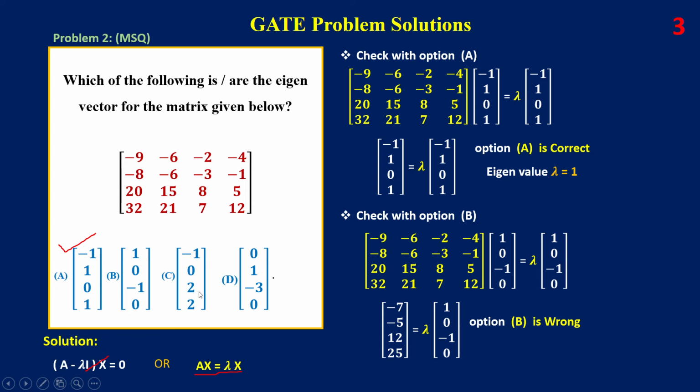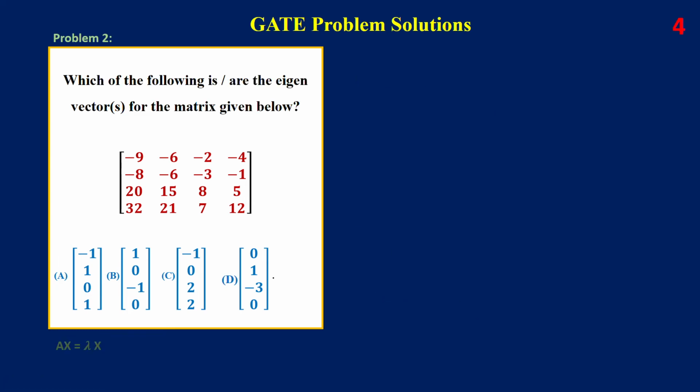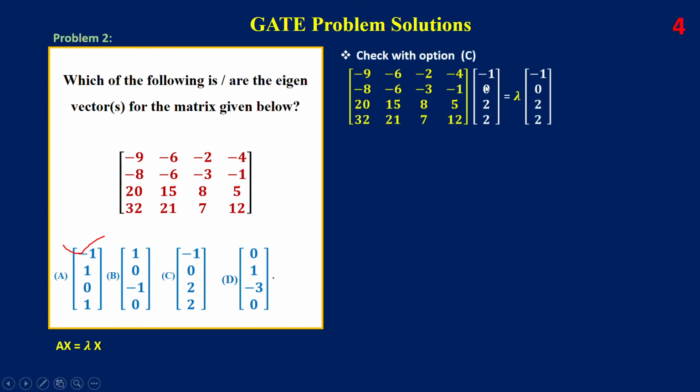So let me go for option C. A is the correct one. Already we ticked it. And let me check for option C. So here option C has the elements minus 1, 0, 2, 2. Minus 1, 0, 2, 2 equal to lambda into the given eigenvector in option C.